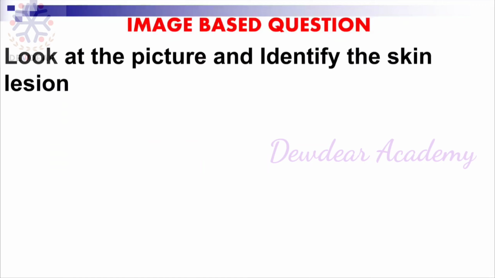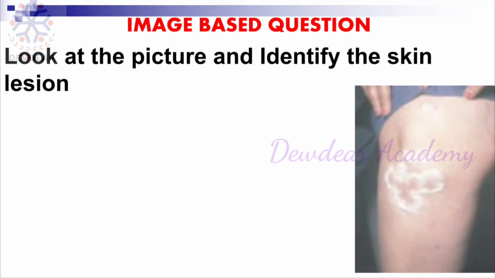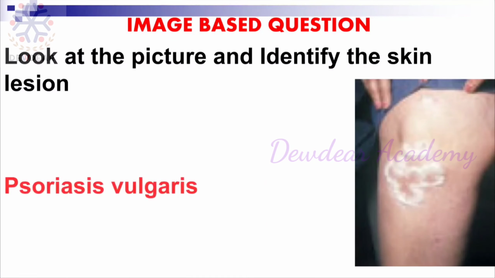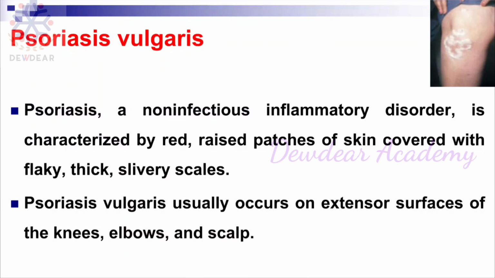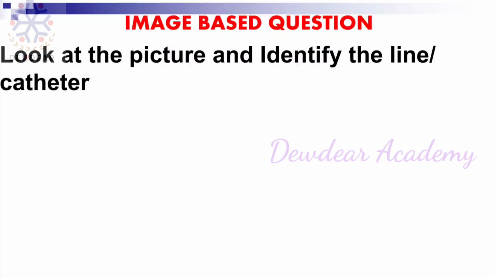Next question, look at the picture and identify the skin lesion. Psoriasis vulgaris. Psoriasis is a non-infectious inflammatory disorder characterized by red raised patches of skin covered with flaky, thick, silvery scales. Psoriasis vulgaris usually occurs on extensor surfaces of knees, elbows and scalps. Next question. Look at the picture and identify the line or catheter.